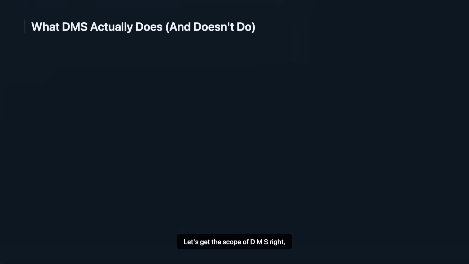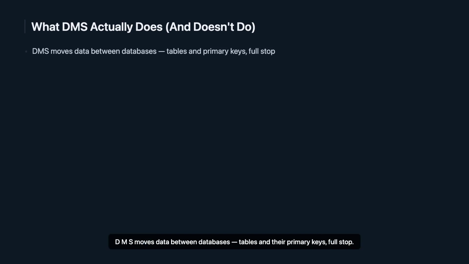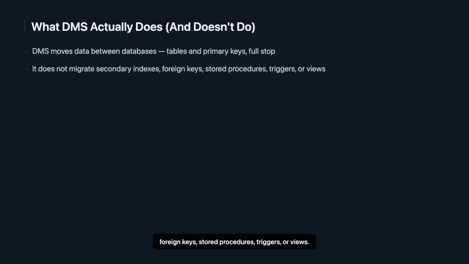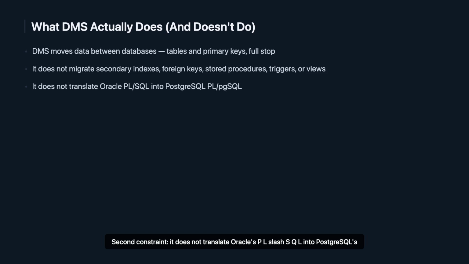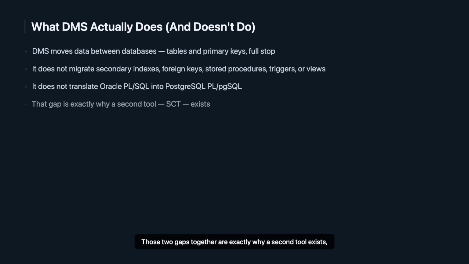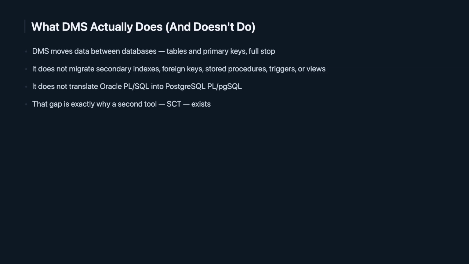Let's get the scope of DMS right, because this is where most candidates lose points. DMS moves data between databases, tables, and their primary keys, full stop. First constraint. It does not migrate your secondary indexes, foreign keys, stored procedures, triggers, or views. Second constraint. It does not translate Oracle's PL/SQL into PostgreSQL's PL/PGSQL. Those two gaps together are exactly why a second tool exists, the Schema Conversion Tool, or SCT, which acts as the companion to DMS for heterogeneous work.